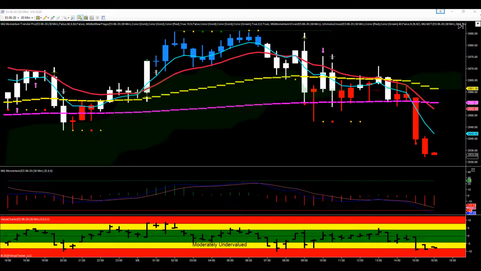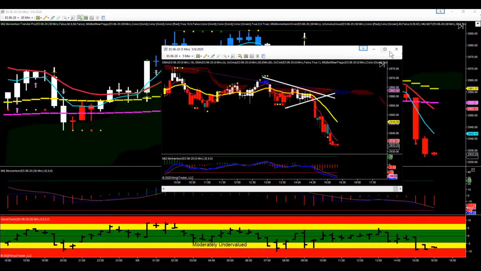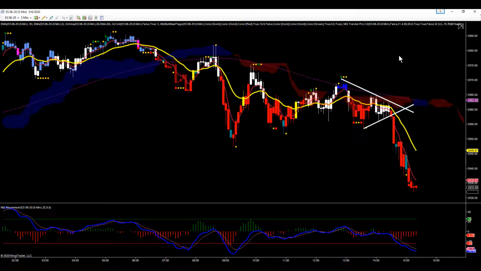And then we had two setups, really, and I combined them together. One of them was right here off of the 5-minute chart. And you can see right here towards the end of the day, the ES started to compress in a pennant. And this was getting tighter and tighter.